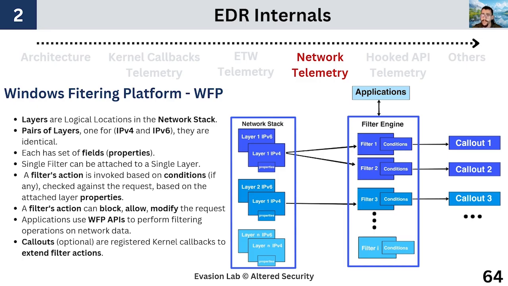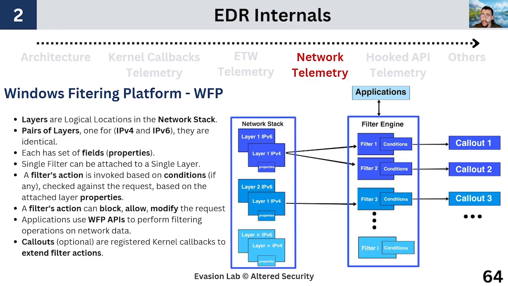Endpoint detection and response (EDR) solutions use WFP to monitor network traffic and collect network telemetry. By applying filters and callouts, EDRs can inspect packets, track connections, and detect suspicious activity, such as command and control (C2) communication, data exfiltration, or malware traffic.